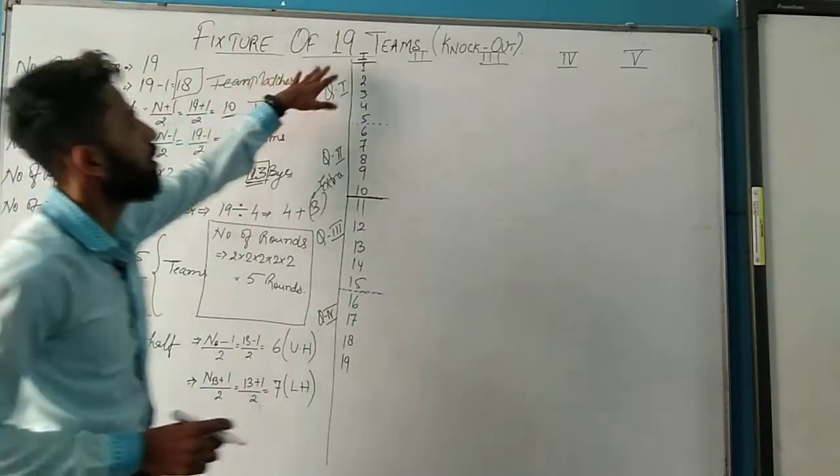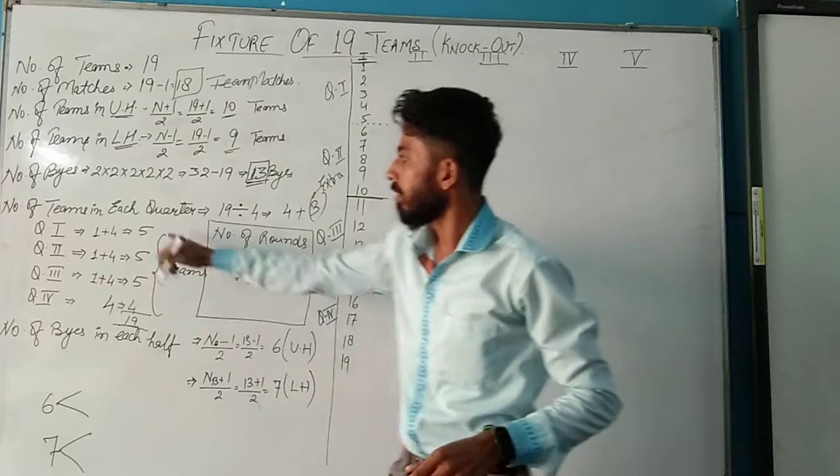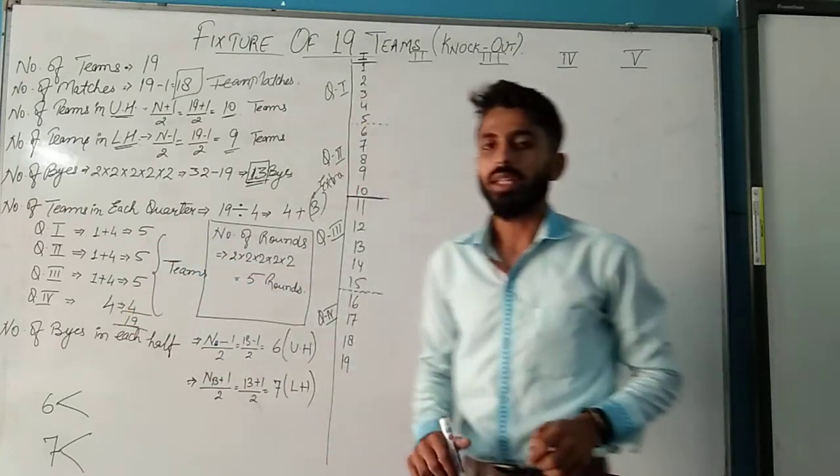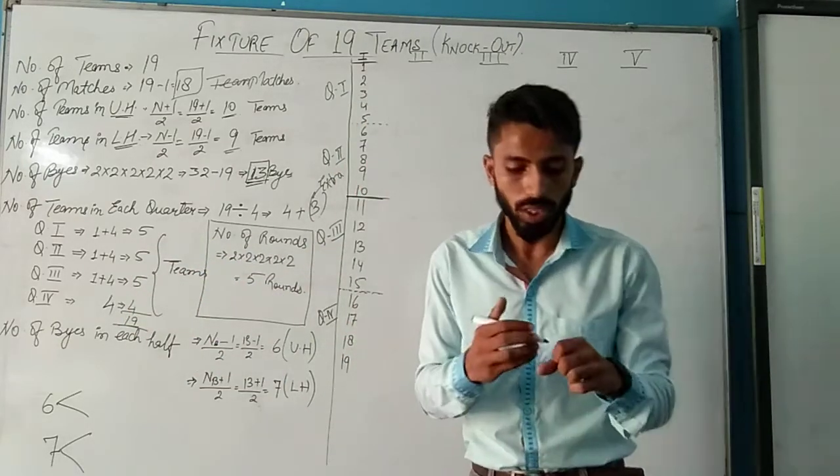हमारे पास already इस team का fixture था. So that is 5, 10, 15 and 4, 19. The total of 19 teams in each quarter.